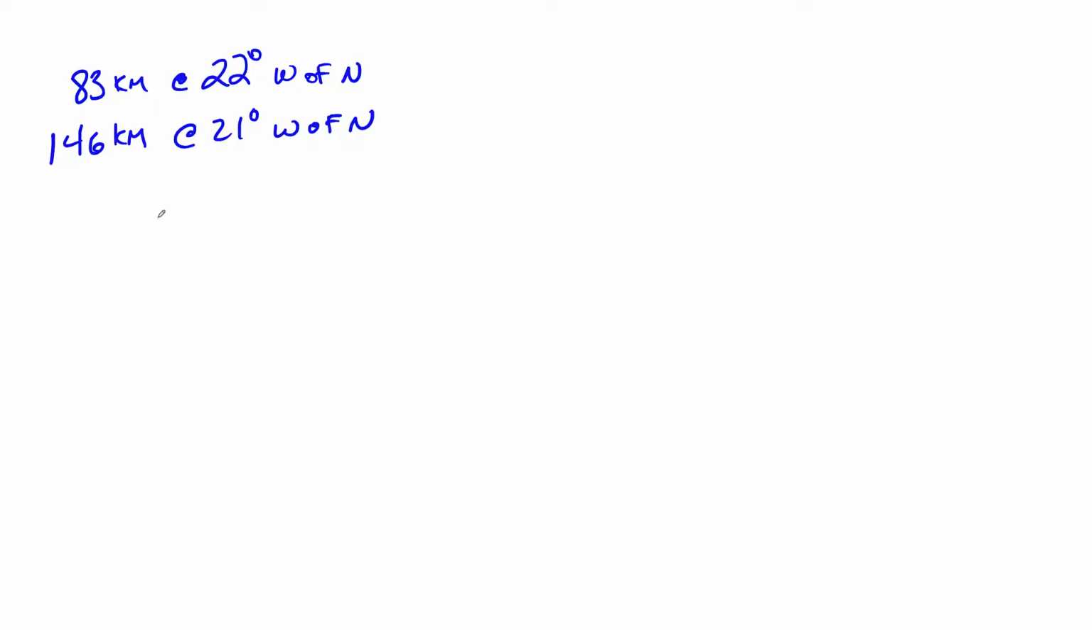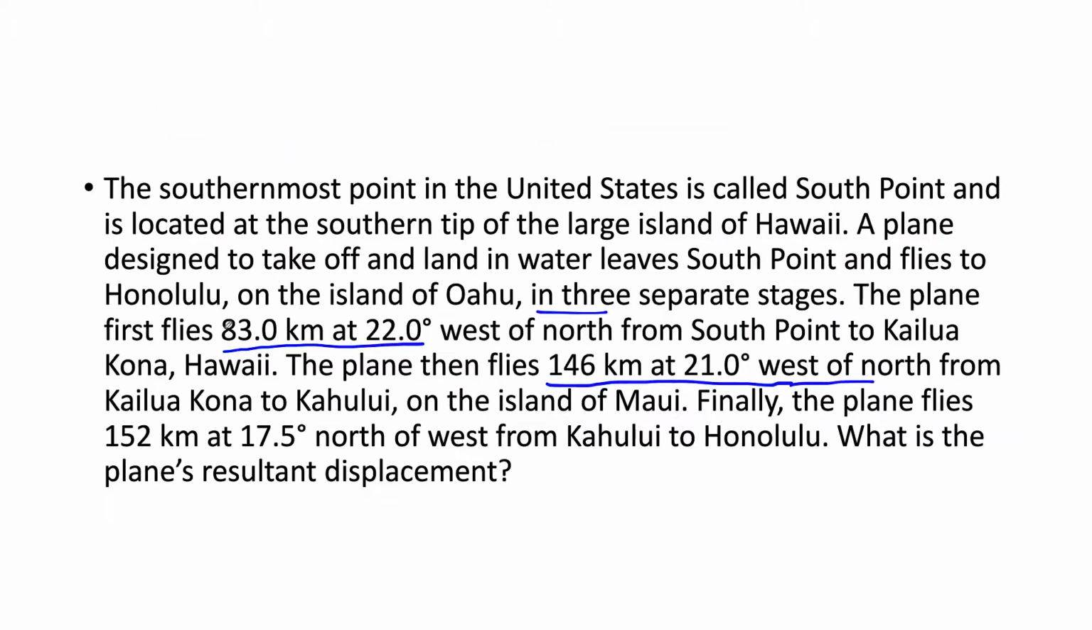Now the last vector, remember we're in 3 stages, is this one down here. Finally, the plane flies 152 kilometers at 17.5 degrees north of west. So it's going more west than north. And we want to know the resultant, the final displacement. So 152, 17.5.